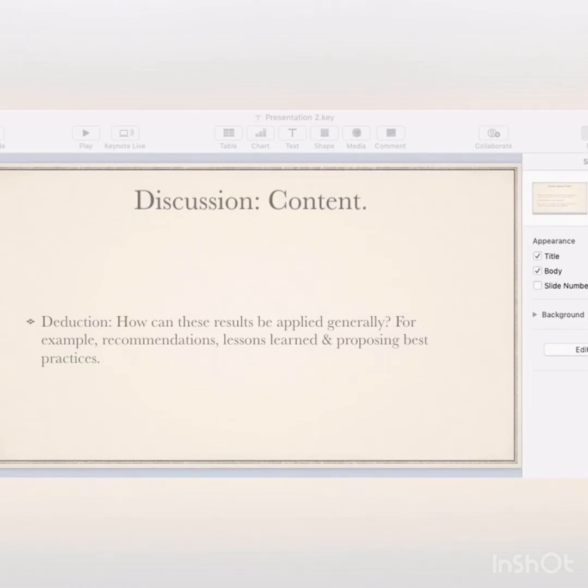Another reason is the deduction. We must also find ways in which these results can be applied in the real world, whether it be through recommendations, through lessons learned from the study participants, and also to propose best practices. Proposing best practices and lessons learned and recommendations can easily be acknowledged in recent studies, particularly studies conducted during the COVID-19 pandemic.